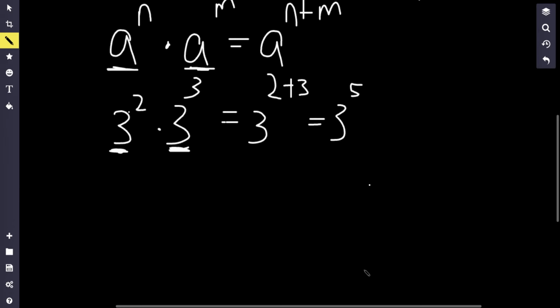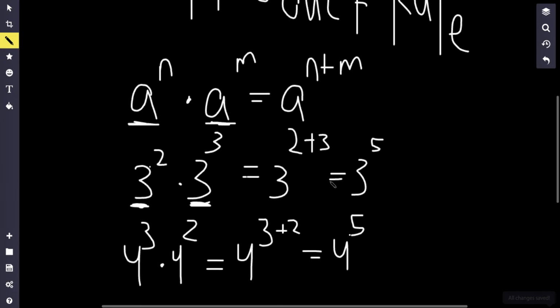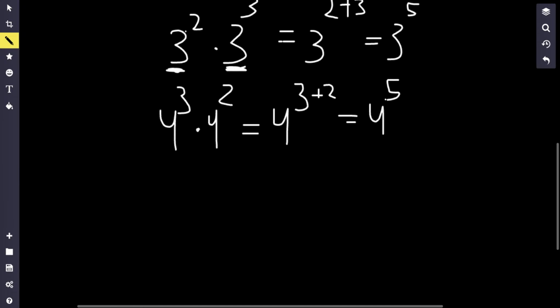I'll do another example. Let's say that we have 4 to the third power, and we multiply this by 4 to the second power. Well, this is just going to be equal to 4 to the 3 plus 2 power. So keep the same base, add up your exponents, and this is just going to be equal to 4 to the 5th power. And the reason why this works is, well, let's actually take this example.